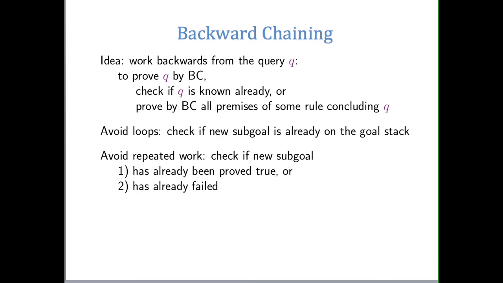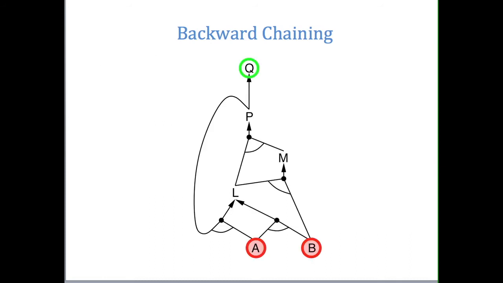So to avoid repeated work, we'll check to see if a new sub-goal has either already been proved true or has already failed. There's no point in proving anything more than once. Okay, so here the thing we want to prove is in green, and the things we know, as we had in the forward chaining case, are in red. So we know A and B, and we're trying to prove Q.